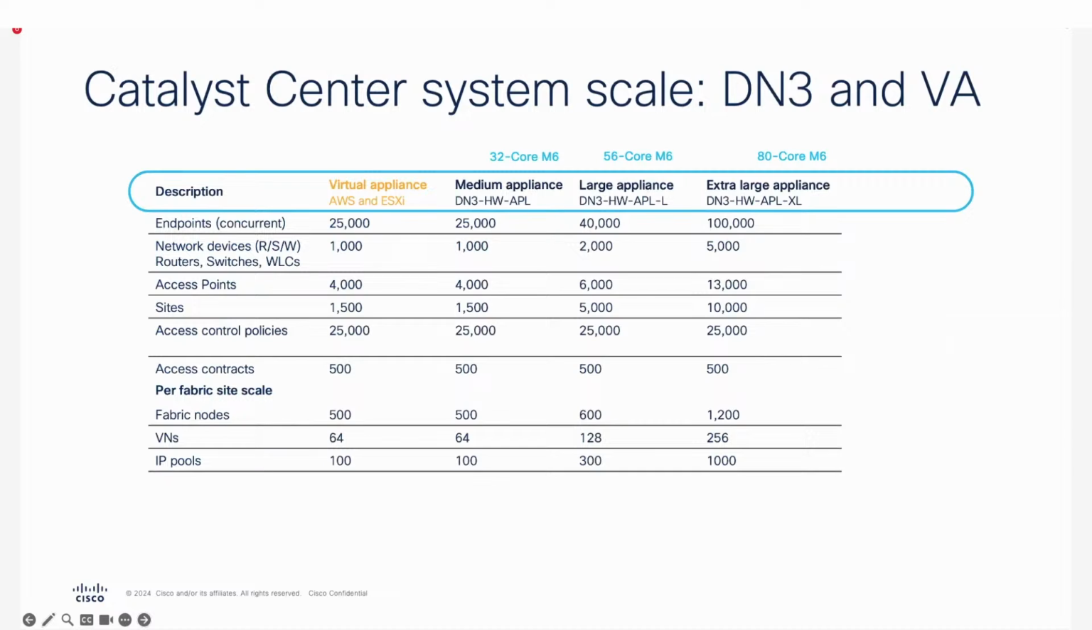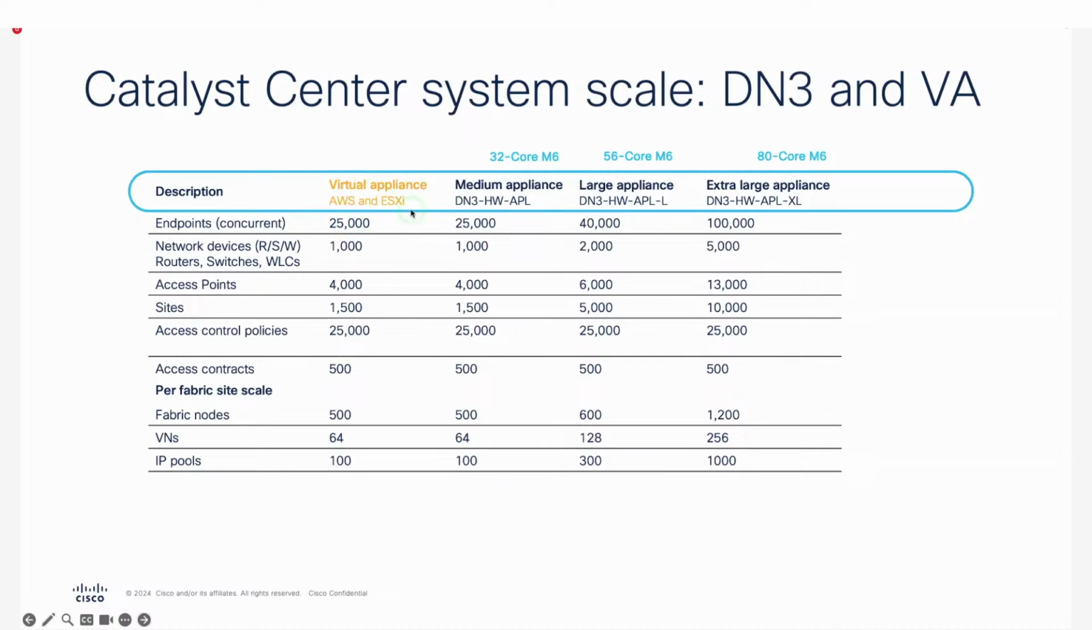Let's take a look at the system scale for the new DN3 and the virtual appliance families. Remember, the DN2s were based on an M5 UCS 220 with 44, 56, and 112 cores. Now we have the new models of DN3: the normal appliance, the large, and the extra large, with different amounts of cores, but on an M6 UCS. We're waiting for the updated data sheet to get the exact numbers for clustering. With this hardware appliance, you can get a cluster of 3x, so you can get high availability and you can increase the number of endpoints that you can support.